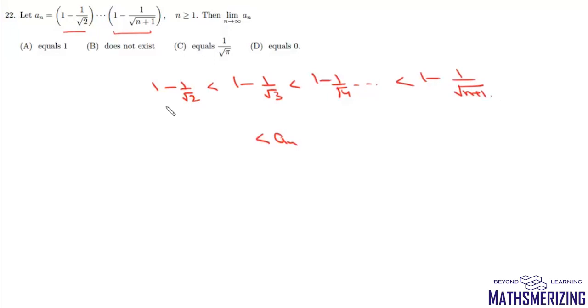Now we know that all the terms are greater than or equal to 1 - 1/√2. So if we replace all the terms in the product with 1 - 1/√2, we can say that a_n is always greater than (1 - 1/√2)^n. It will always be less than its maximum value. The maximum value is 1 - 1/√(n+1), and then again n times. Now we'll take this limit, which is limit n tends to infinity.